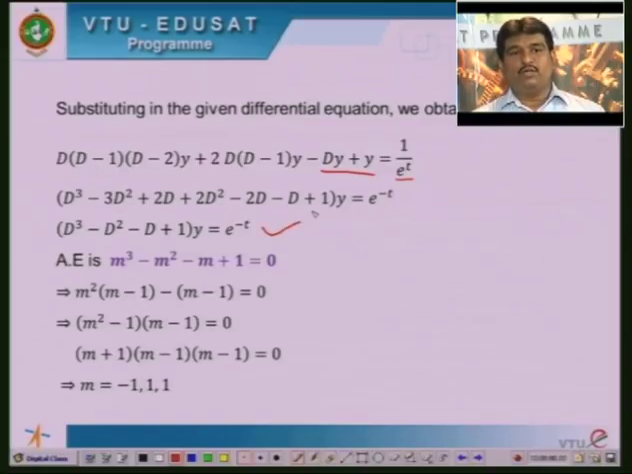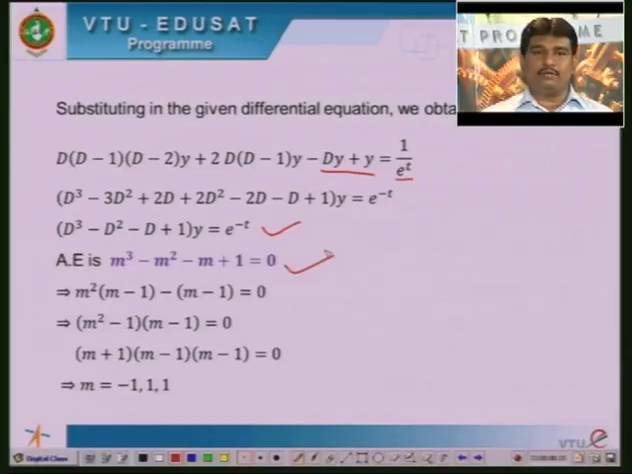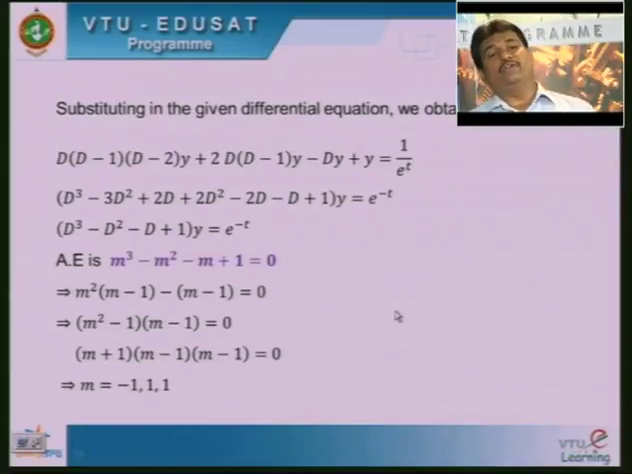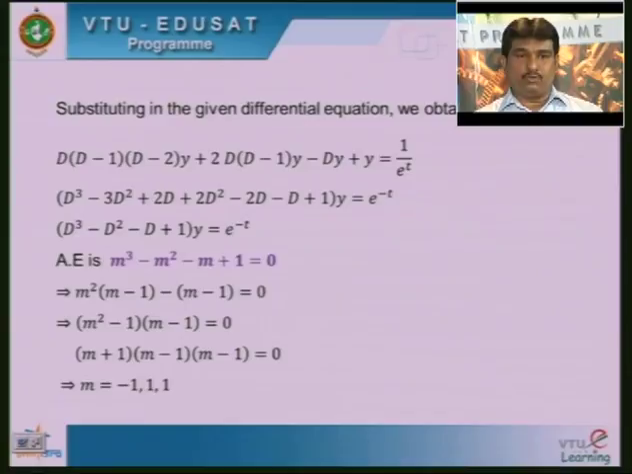As usual, the solution of this consists of two parts. One is CF and another is PI. To find CF, consider the auxiliary equation, which is obtained by equating the homogeneous part of the equation to 0. So this is the auxiliary equation, m cube minus m square minus m plus 1 equals to 0. You factorize it to get the roots minus 1, 1 and 1. So I have one real root minus 1 and two real repeated roots 1 and 1.